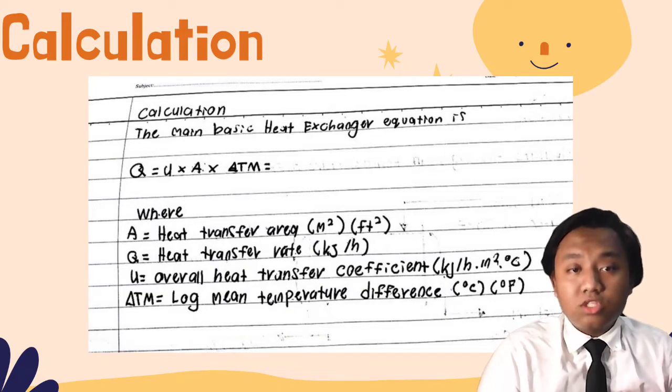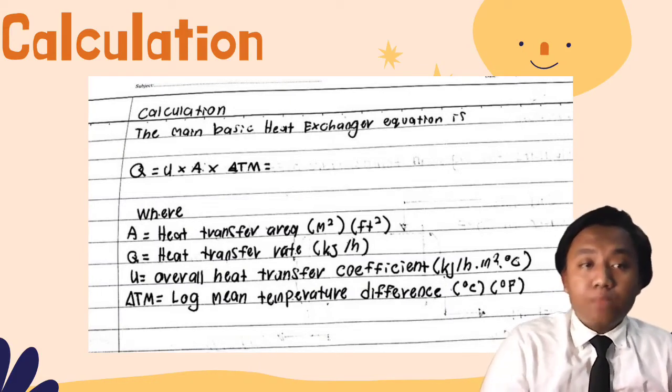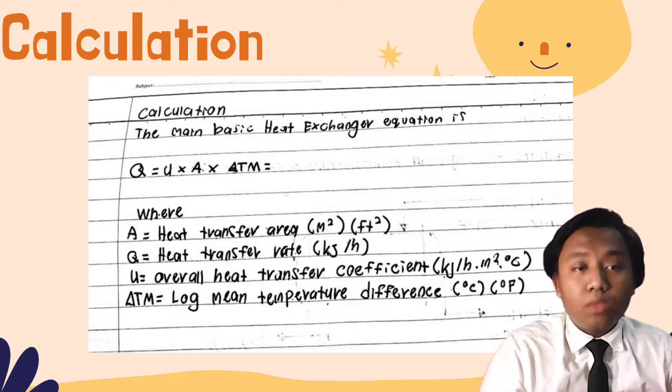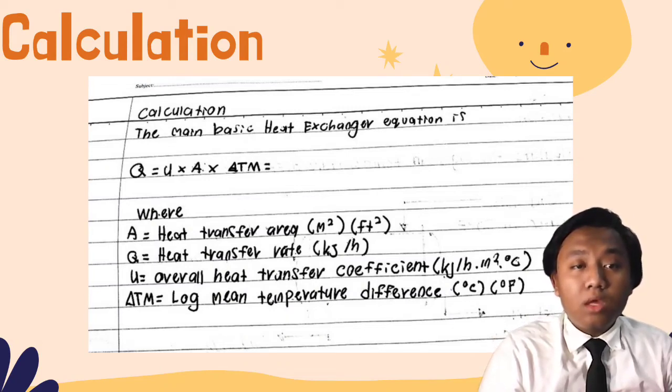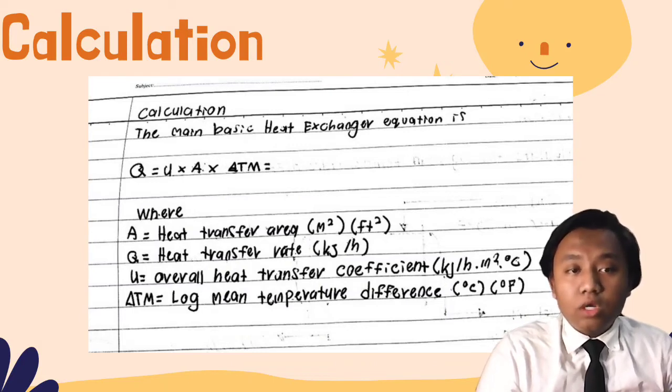Today I want to present the conclusion of the heat exchanger. The main basic heat exchanger equation is Q equals U multiplied by A multiplied by ΔTm. A is the heat transfer area, Q is the heat transfer rate, U is the overall heat transfer coefficient, and ΔTm is the log mean temperature difference.